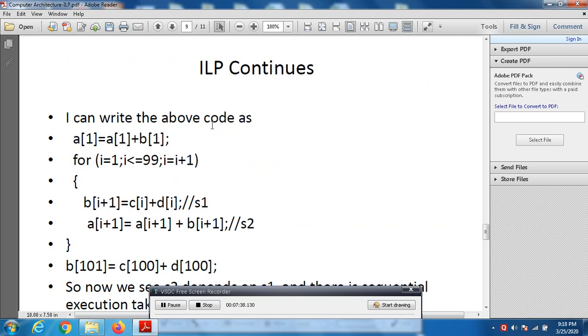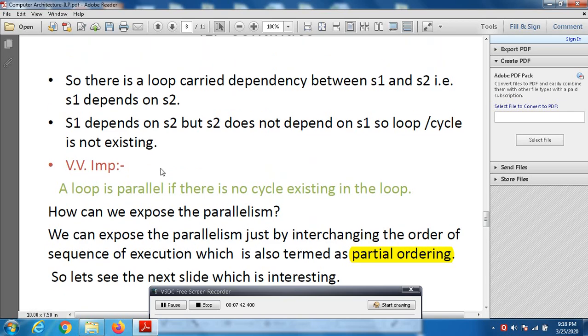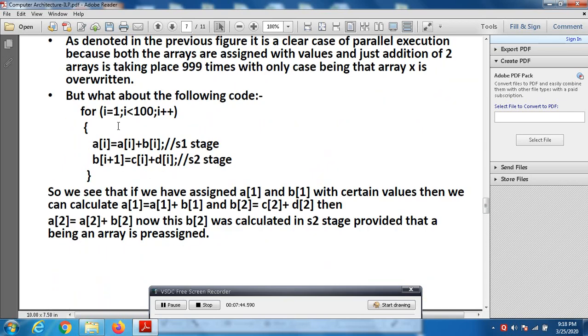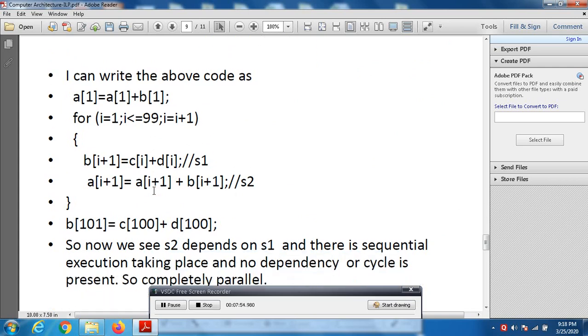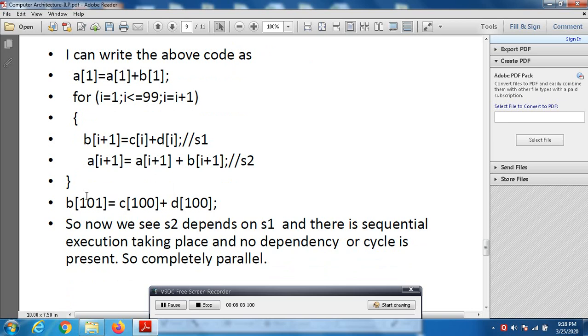So we have changed the code a little bit. I think we must go to the basic code. So a1 is equal to a1 plus b1, and then for loop i equals 1, i less than 99. Now this s1 and s2 have been interchanged, so b[i+1] has been made as c[i] plus d[i], and a[i+1] equals a[i] plus b[i+1]. And then obviously b101 equals c100 plus d100.